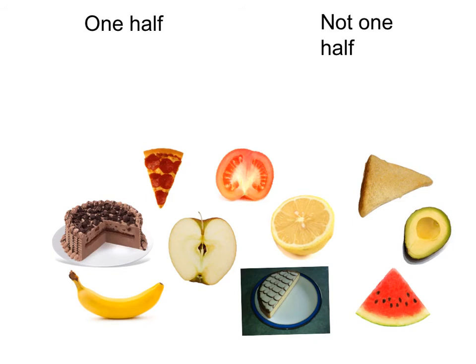Let's start with this piece of pizza. Now think about what a pizza looks like. It normally is a big circular shape, and this is only a tiny, tiny piece of it. So that little piece of pizza is not showing 1/2 of a big round pizza.